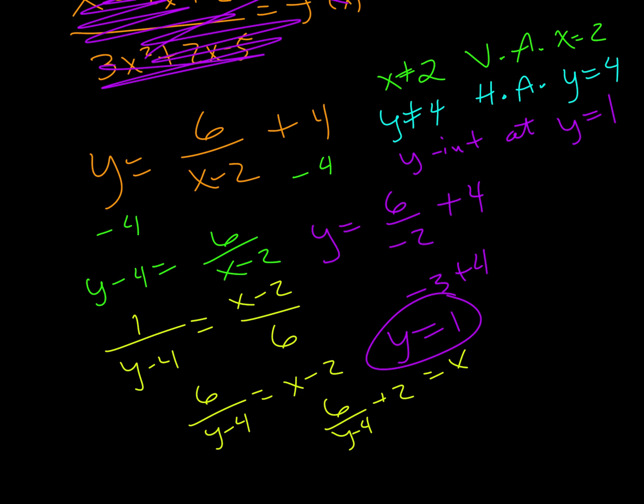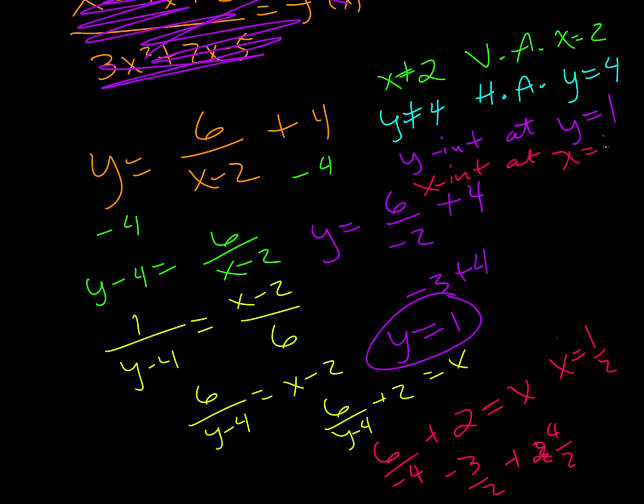Okay, now if I use the yellow one and plug in a 0 for y, I get 6 over negative 4 plus 2 equals x. And so that's going to be negative 3 halves plus 2. And so 2, if I get a common denominator, would be 4 halves. And so x equals 1 half. So we get an x-intercept at x equals 1 half.